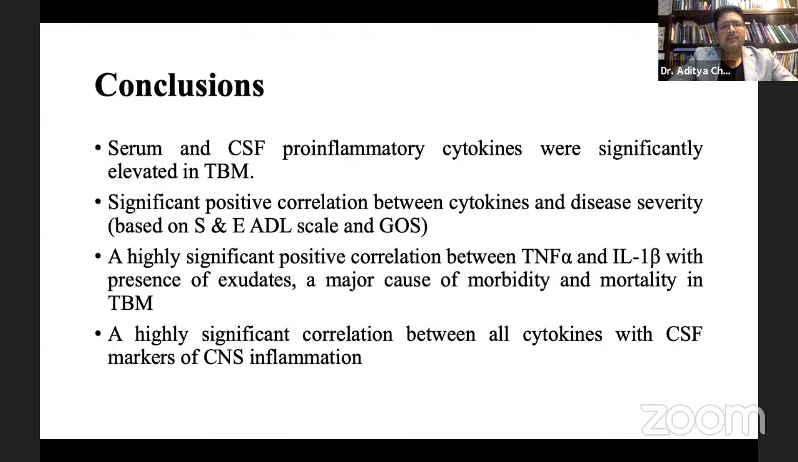were markers of TBM, with a significant positive correlation between cytokines and disease severity, which was measured with the help of the Schwab and England activity of daily living scale and the Glasgow outcome scale. They had a positive correlation, and a particularly significant positive correlation of TNF alpha and interleukin 1 beta was with the presence of exudates, which is a major cause of morbidity and mortality in TBM, and a highly significant correlation between all cytokines was seen with markers of CNS inflammation.